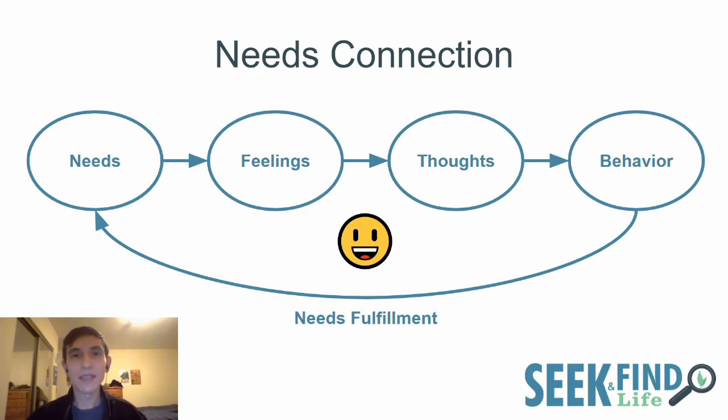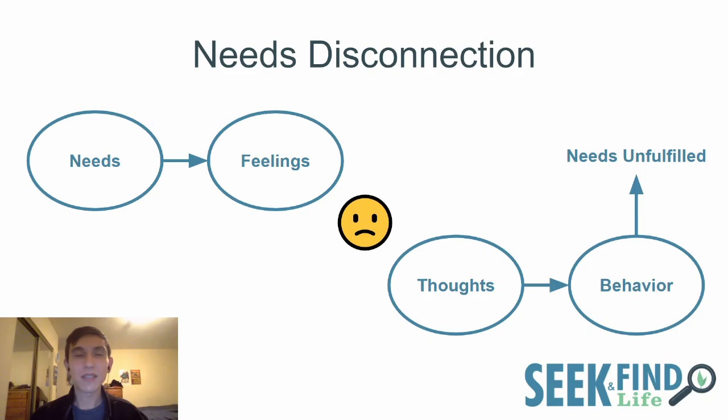Alrighty. Next, we're going to go over something I like to call needs disconnection. And this can happen a lot. Here you can see that we don't have a closed loop. We don't have a complete connection. We have a disconnect. Somewhere along the line there was a missing link in the chain, and suddenly things didn't work out.